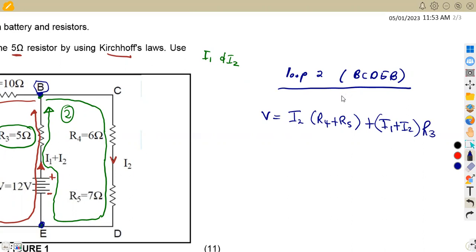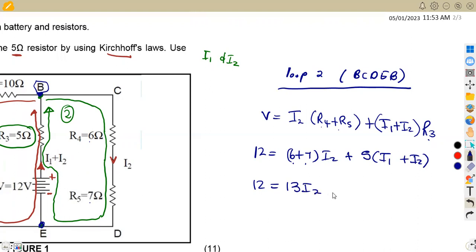So we have formulated an equation that we are going to use to insert our values. Our V is 12. So 12 is equal to R4 plus R5 times current I2, where R4 is 6 and R5 is 7, plus I1 plus I2 times R3, which is 5. So this is going to be 5 into I1 plus I2. You can expand and simplify. 6 plus 7 gives us 13, so that's 13 I2 plus 5 times I1, that's 5 I1, and 5 times I2, which is 5 I2.